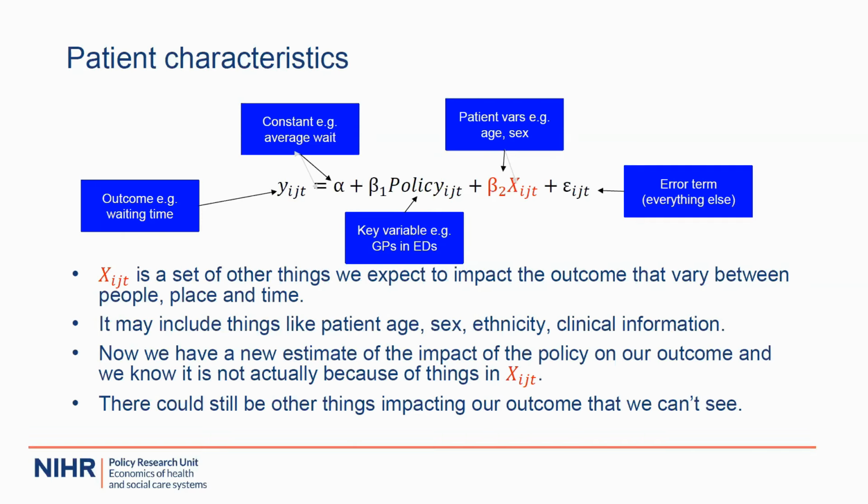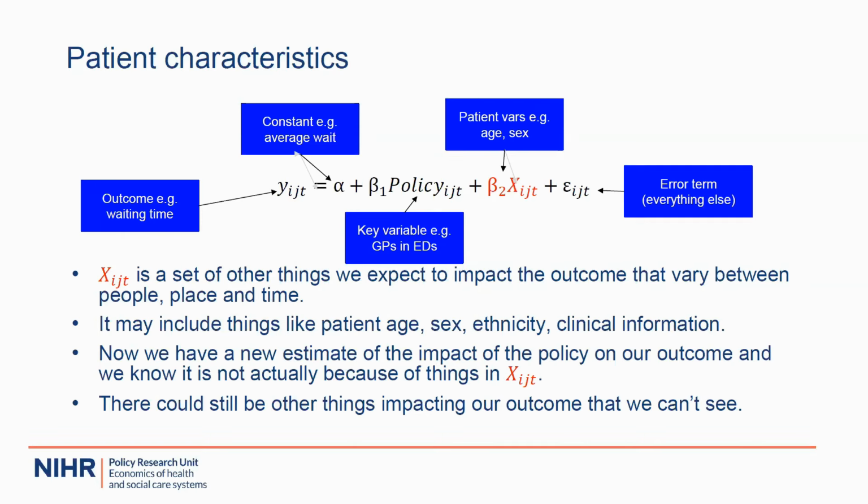Other bits of context. Here again, we have all three of the subscripts as well. So age, the age of an individual patient can vary. And it can also vary between the hospital and over time as well. So the key idea from this equation is everything we had before is still there.